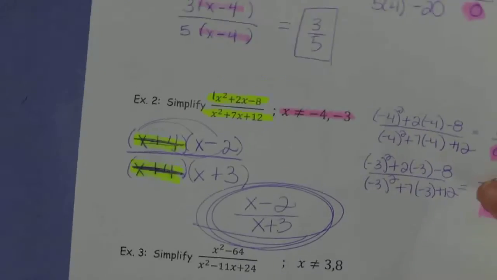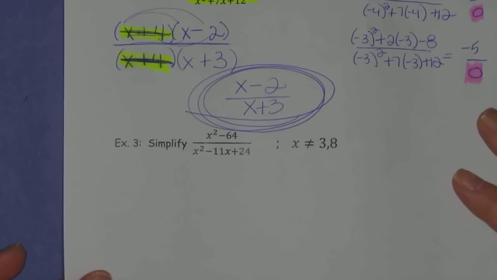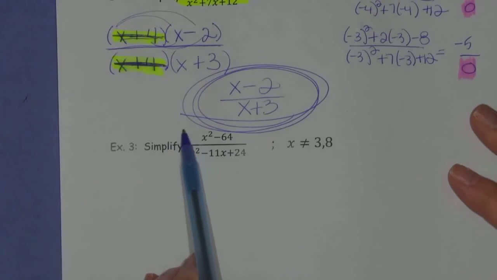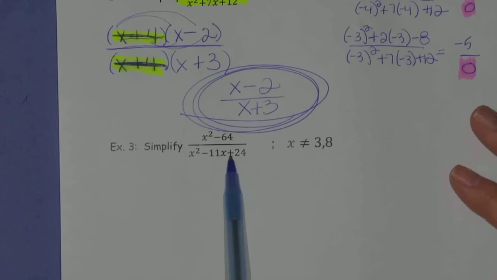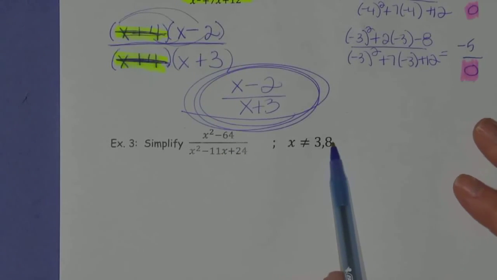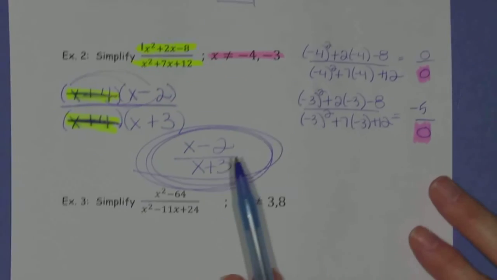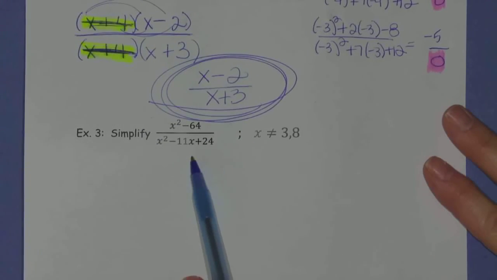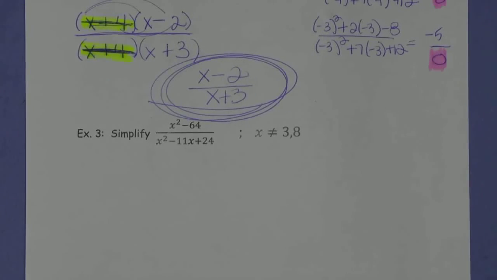Okay, back to the front. So let's go to example 3. We're going to simplify x squared minus 64 divided by x squared minus 11x plus 24. Look at my domain here. x cannot be 3 or 8. Now, I won't go off for time's sake, but if you would plug 3 and 8 into this, the denominators would be 0. That's why they're excluded.